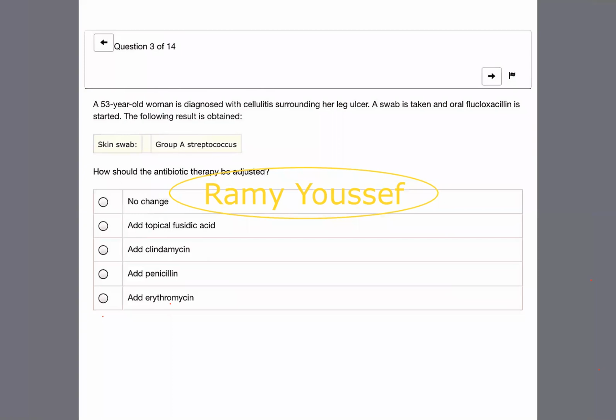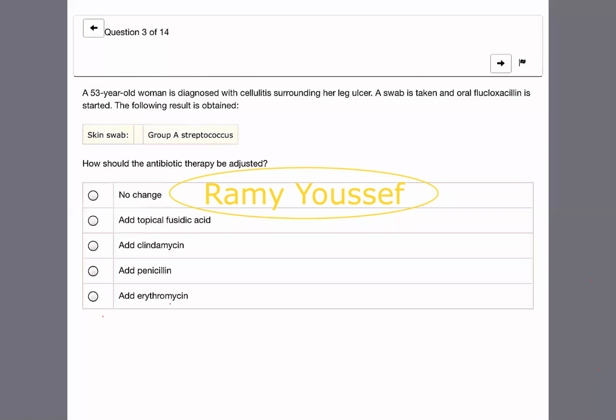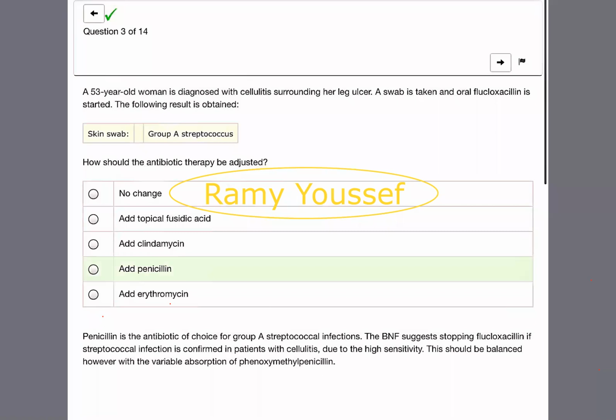Next question, Dr. Ibrahim. A 53-year-old woman is diagnosed with cellulitis surrounding her leg ulcer. A swab is taken and oral flucloxacillin is started. The following result is obtained: skin swab, group A streptococcus. How should the antibiotic therapy be adjusted? The best antibiotic for streptococcus is penicillin. Flucloxacillin is for staph, so you can stop or continue, but it's better to stop. Penicillin is the antibiotic of choice. BNF suggests stopping flucloxacillin if streptococcal infection is confirmed.